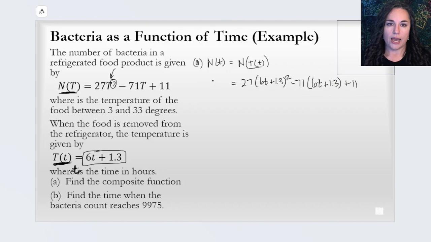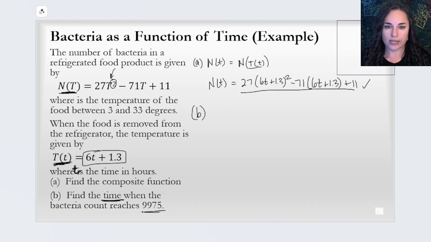All right. And miraculously, even for me, if you wrote this out, I would not make you simplify it anymore. And I don't believe the computer makes you either. You can just enter it into a text box like that if you were given it as a problem. The next part, though, is where I see students struggle. Find the time when the bacteria count reaches 9975. That's what I was given, 9975.